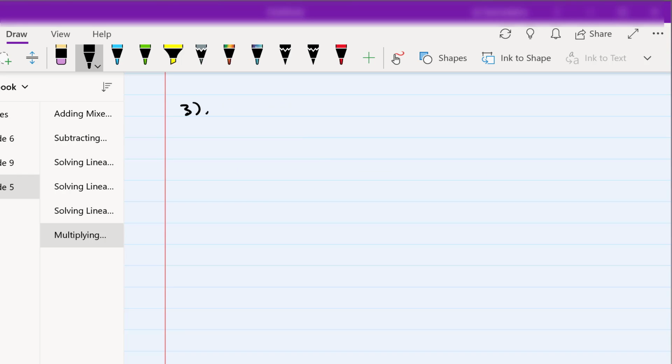Let us look at another example. Suppose I had 3 to the power of a, to the power of b, and finally to the power of c. We can rewrite this as 3 to the power of a times b times c.